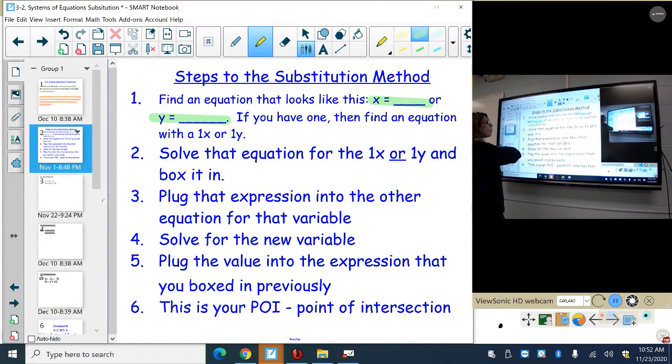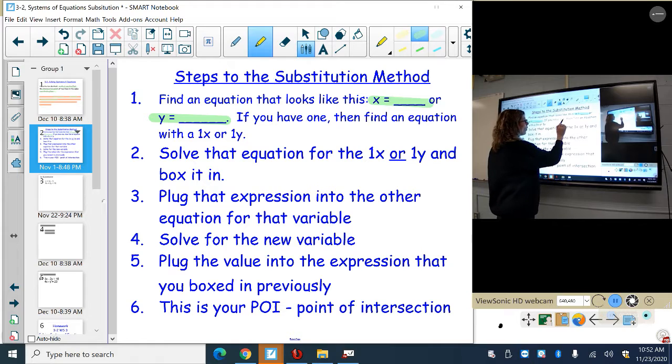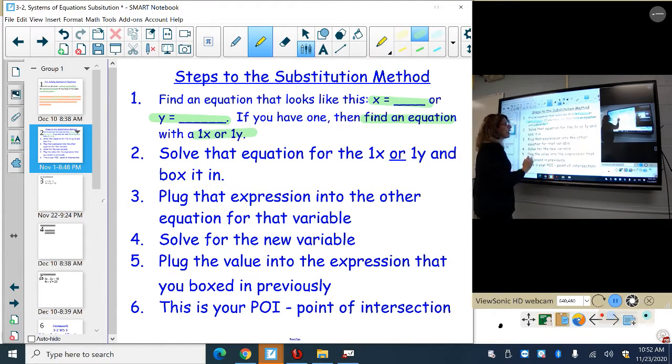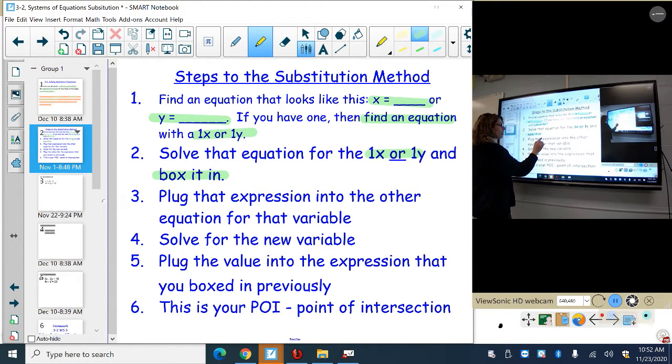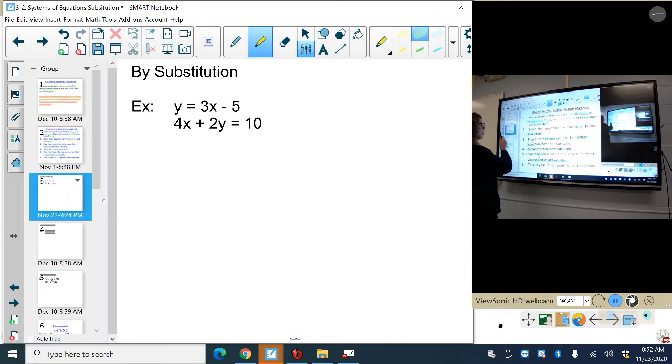Okay? Now what happens if it's not like that? So if it's not like that, if you don't have one, then you find an equation with a 1x or a 1y. You're going to solve that equation for the 1x or the 1y and box it in. You're going to plug that expression into the other equation and you're going to solve for the new variable. Then you're going to take that value that you've just found and you're going to plug it into the boxed in answer. And that's going to be your intersection. So let's actually try it.